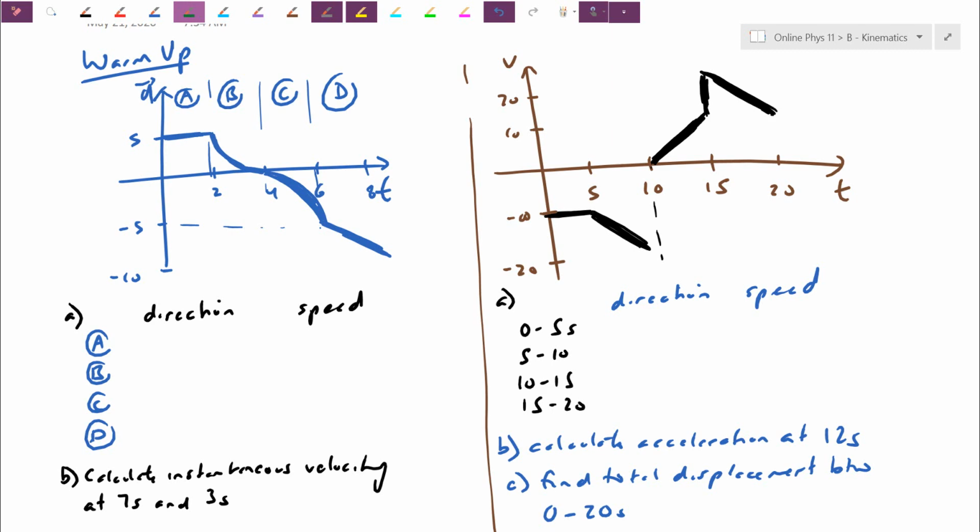Again, some hints that I do for myself here is whenever I'm faced with these graphs here, like we talked about here, displacements can be positive or negative.